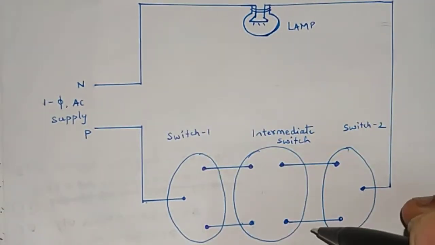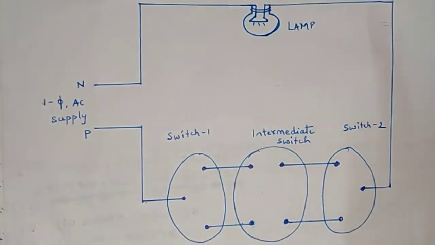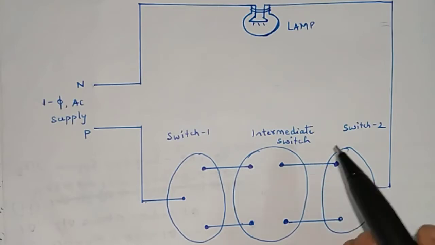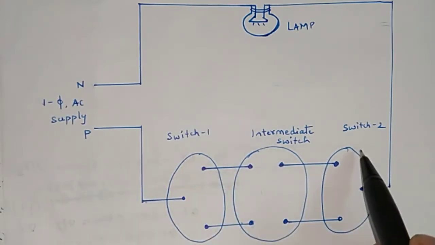You can just see the difference between two-way control and three-way control is, in two-way control, you're going to control a lamp from two different places. So you will use only two switches. But here, to control a lamp from three different places, I'm going to use three switches. Now in this three-way control of lamp, you're going to use an intermediate switch, which I have explained in the previous video. So here two switches have been used.